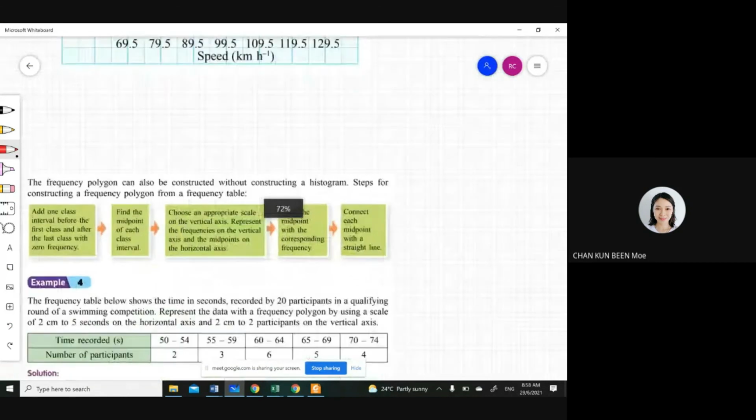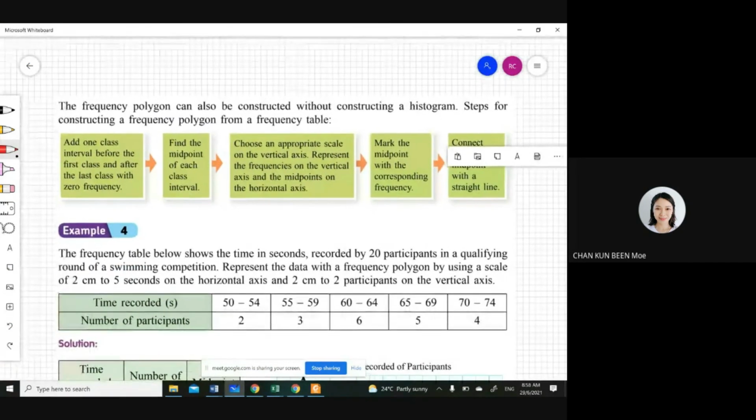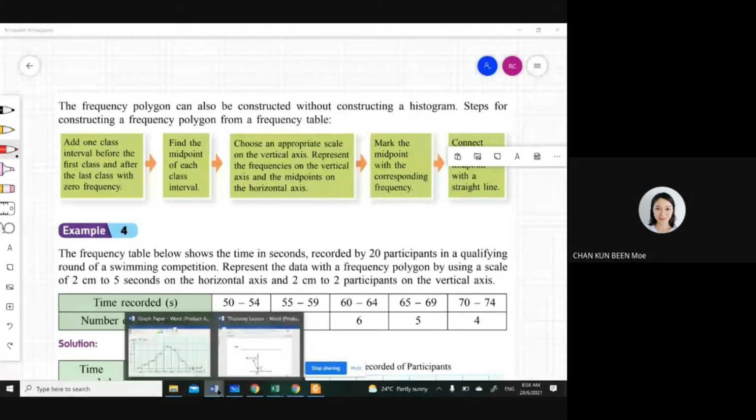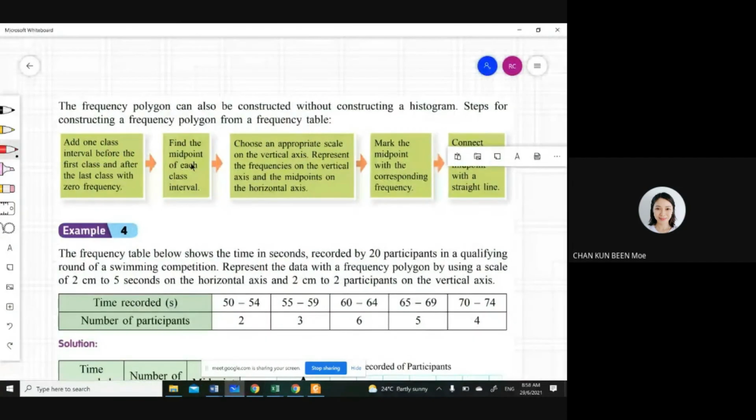Okay, now this one. The frequency polygon can be constructed without constructing a histogram. So the steps are: add one class interval before the first class and after the last class with 0 frequency. That is what it means just now, because that is also what we do. We add one class before with a 0 frequency. This is the 0 frequency at the two ends over there. After that, find the midpoint for each class interval.